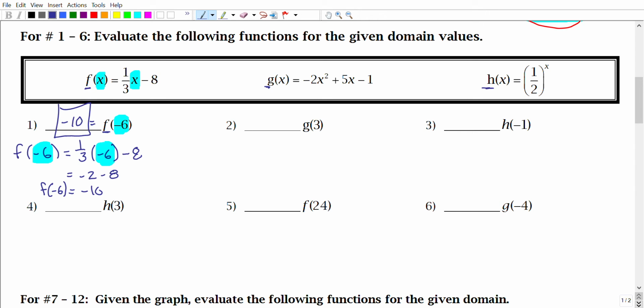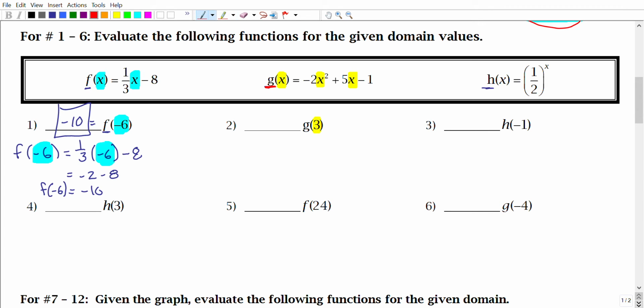Okay, so next one, g of 3. Well, g is right up here. That's the function I'm going to be using. But wherever I see an x, instead of writing an x there, I'm actually going to write a 3. So let's go ahead and write down this new problem.